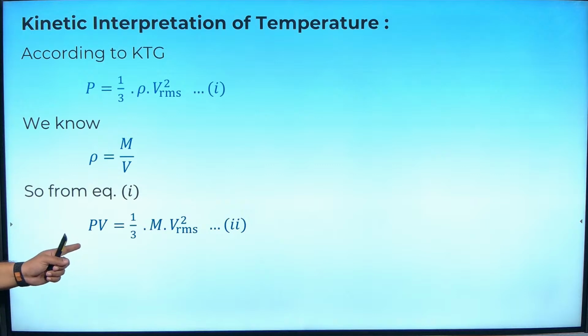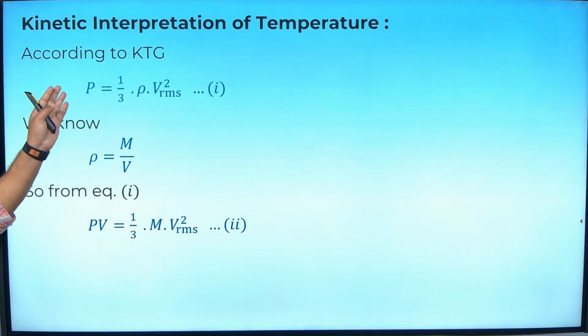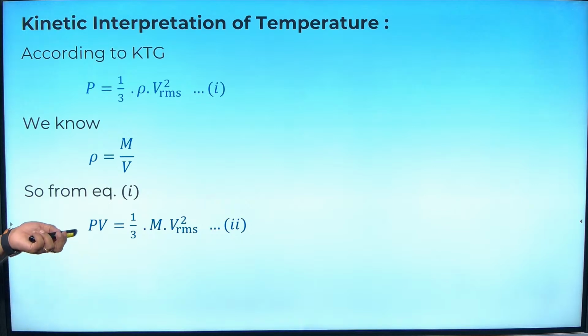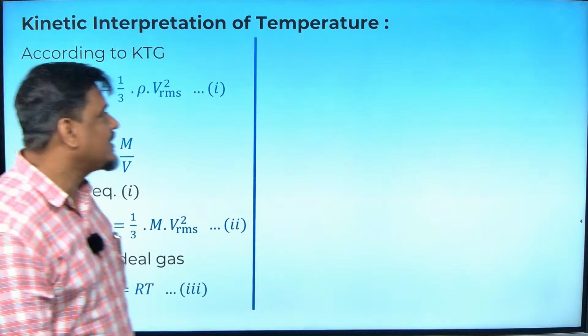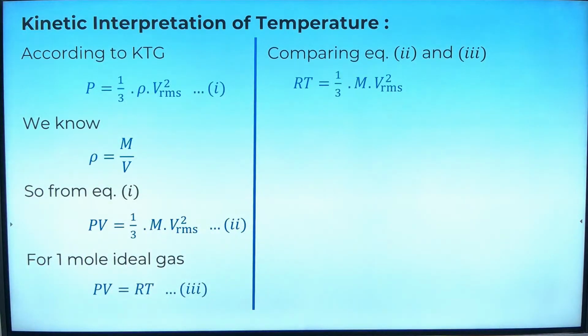Is this step clear to everybody? Instead of density, I am writing mass by volume, and volume I am sending this side. So P into V will become equal to 1 by 3 m V RMS square. I hope you are understanding what I am going to do now. PV is equal to nRT I am going to use. We know that PV is equal to nRT, where n is the number of moles. For 1 mole, PV is equal to RT. So I will replace PV with RT now, and I will write RT is equal to 1 by 3 m V RMS square.